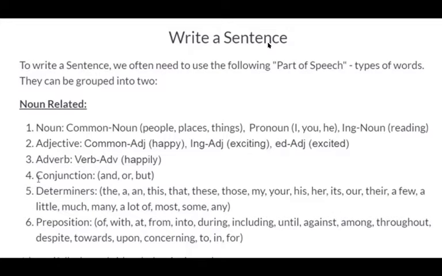Conjunction. connect things together. You and me, you and I. Or you want to do this or that, or books or candies. Which one would you like? For example, that's an easy choice.